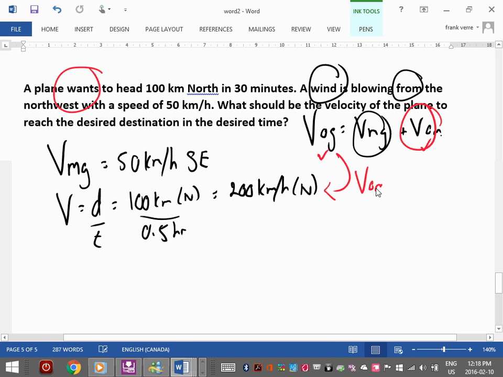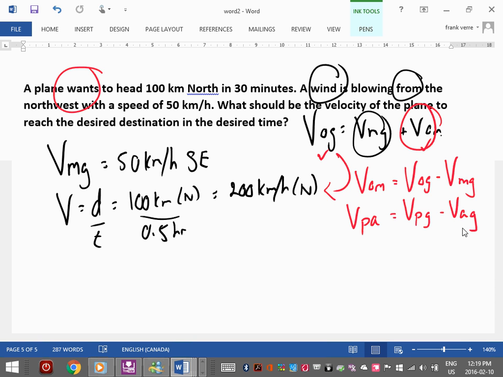So the object is the plane relative to the medium, which is the wind, and that is going to be VOG minus VMG. We can rewrite this if you don't like O. We can say the plane is the object relative to the air or wind: plane relative to the ground minus air relative to ground. I just changed O for P and M for air. You could use A or W, probably W for wind would have been better, but that's okay.